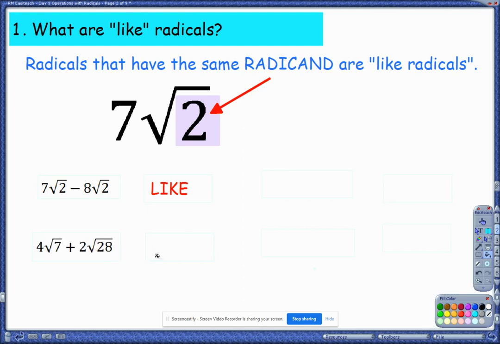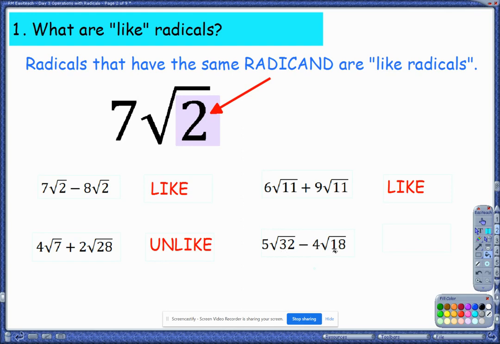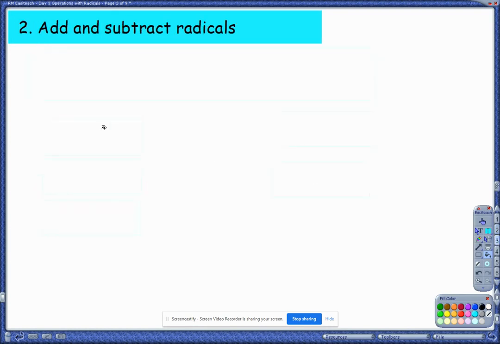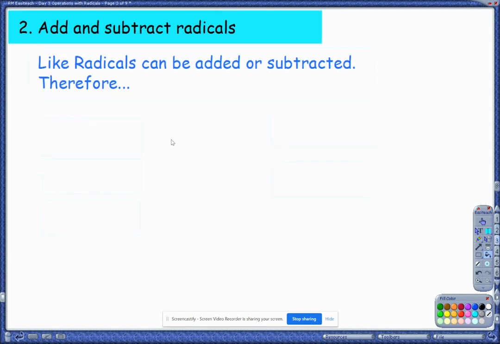In this one, we have a radical 7 and a radical 28, and they look different at the moment. So at the moment, they are unlike radicals. And you're going to learn how to simplify. These both have radical 11 in them, so they are like radicals. And 32 and 18, at the moment, they seem to be unlike radicals. So only if they are like radicals we can do certain things. So, like radicals can be added or subtracted.